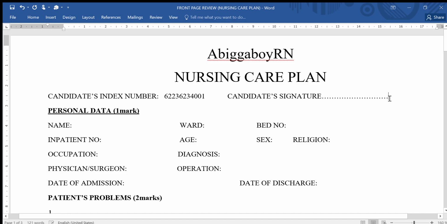Then you come to the signature. The signature here refers to you, the one who just put your index number here. That's you, the person writing the care plan. You sign it to authenticate it. That's what you are doing.